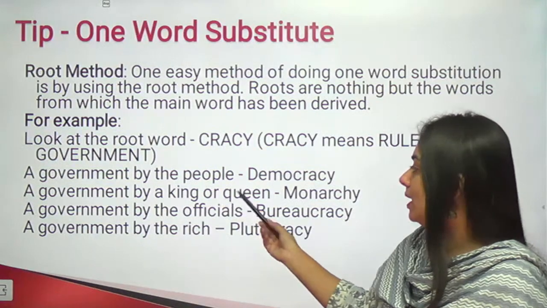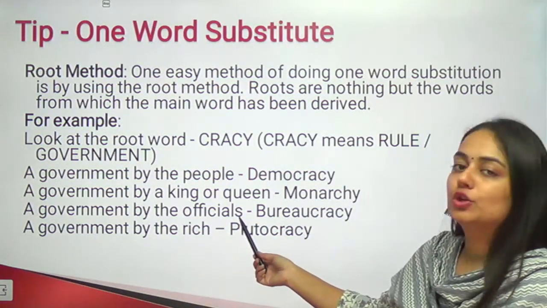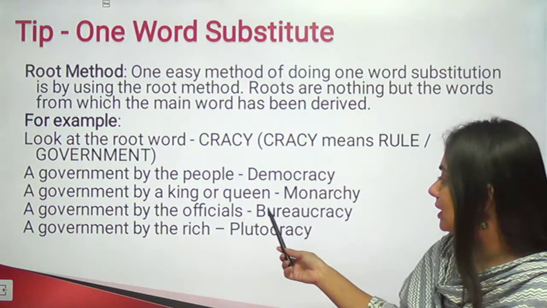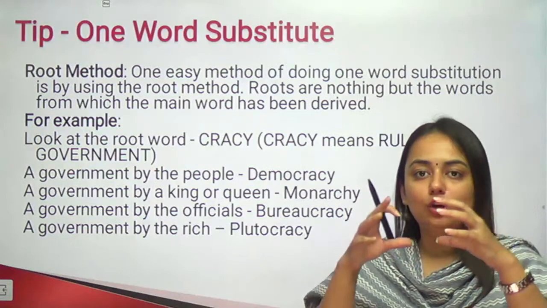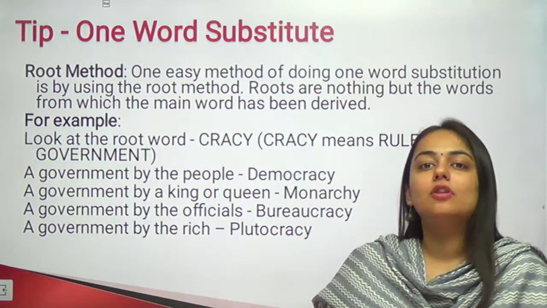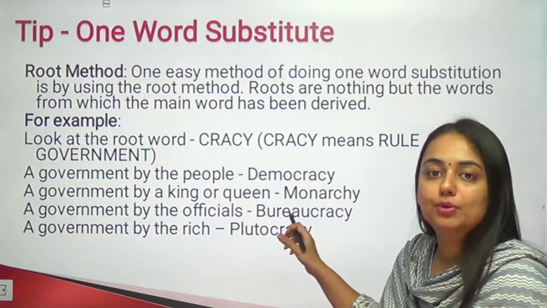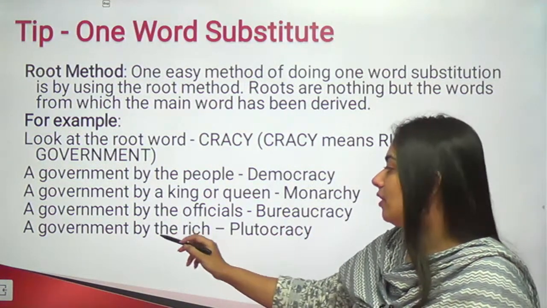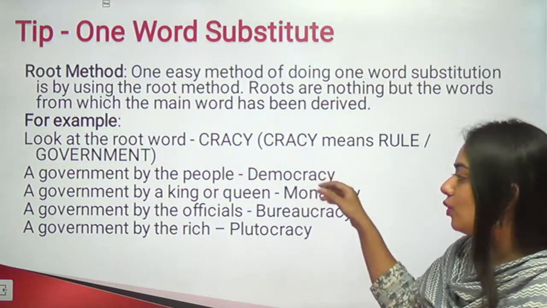A government by a king or a queen is monarchy. A government by the officials or the elites, you can say, is bureaucracy. The diplomats or the officials, if they are the head of the government, if they have formed the government, it is known as bureaucracy. A government run by the bureaucrats. A government by the rich is plutocracy. Similarly, these are just 4 examples.